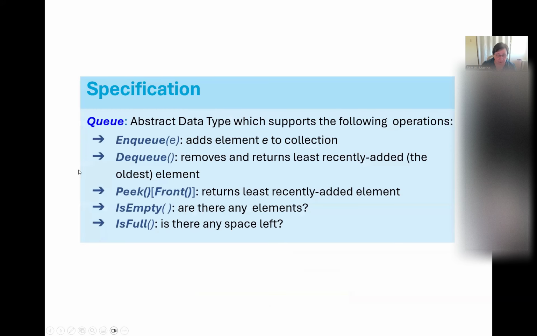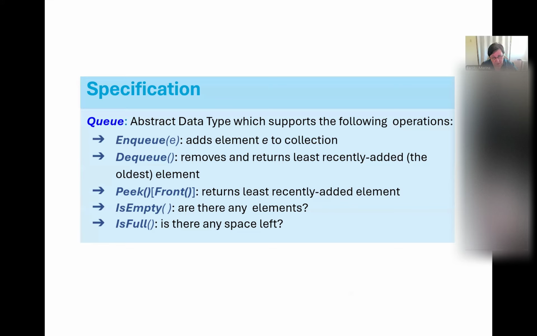So let's write the specification, abstract data type queue, which supports the following operations. NQ adds element E to the collection. DQ removes and returns the least recently added, the oldest element. Then there is one read operation called either peek or front. In different sources, it's called differently. It's just like, can I peek at the first element in the queue? I'm just checking, are you still there? That's all. Is empty? Are there any elements in the queue? Is full? Is any space left to add elements?